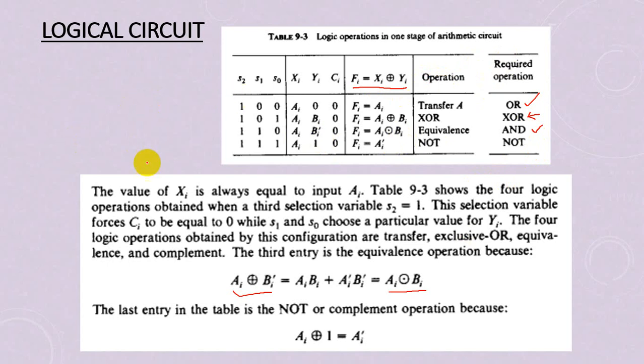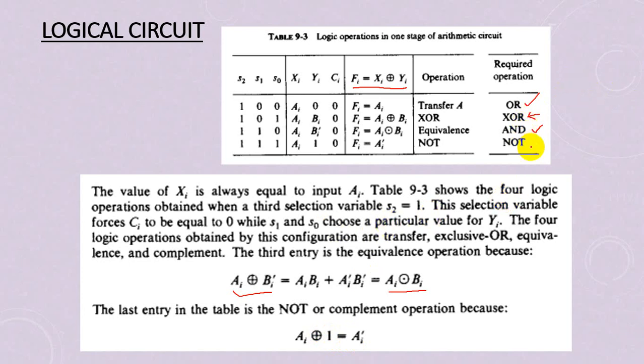Fourth case, when selection is 1 1, and till now we have the design X equal to A and Y equal to 1. This is our design till now. So if we do A exclusive OR 1, we get the invert operation, the NOT operation. NOT operation is fine with us, that we need.